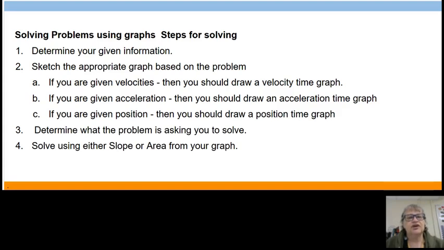If you're given velocities, then you should use a velocity-time graph. If you're given acceleration, you should draw an acceleration-time graph. If you're given position, then you should draw a position-time graph.